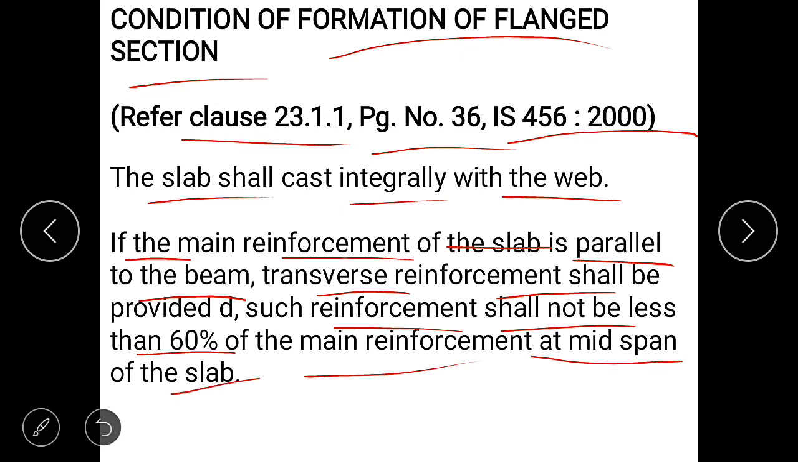How is the flanged beam formed? The transverse reinforcement shall be provided for a depth D, meaning up to the effective depth. Such reinforcement shall not be less than 60% of the main reinforcement at the mid span of the slab.